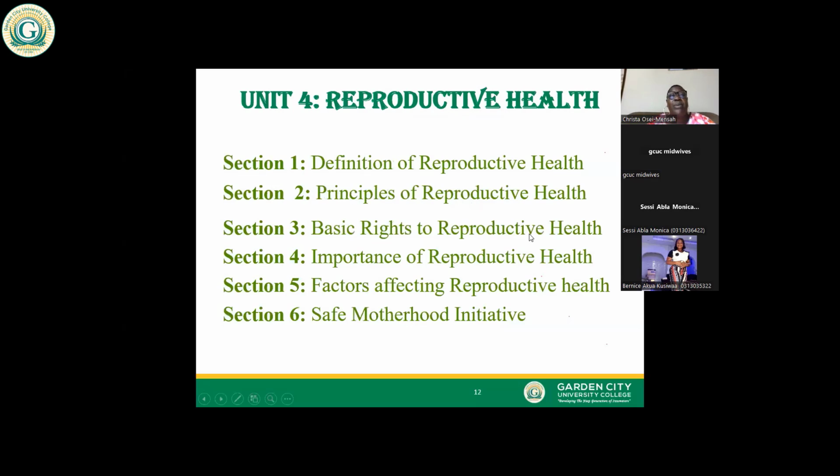And then we get to unit 4 where we look at reproductive health in totality. And so here we will try to define reproductive health, talk about the principles of reproductive health, discuss the basic rights to reproductive health, the importance of reproductive health, factors affecting reproductive health, and then the Safe Motherhood Initiative.